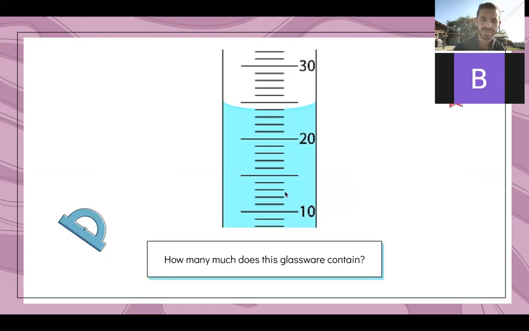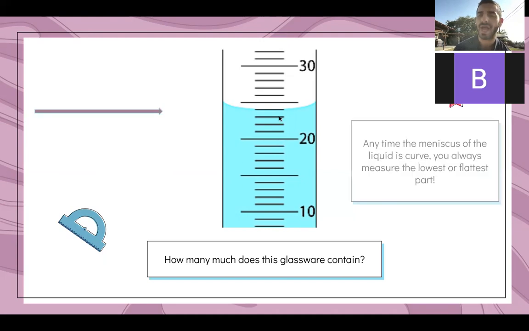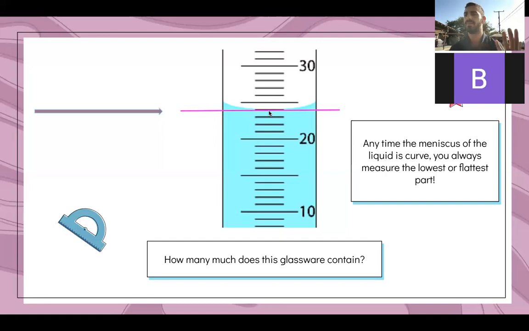So how much does this glassware contain? We want to look at the bottom of the meniscus. Again, this is something that you're going to learn in chemistry, but we're just going to talk about the number aspect of it and why that's important. So we can say pretty confidently this is about 24 milliliters, or 24 units of whatever is measuring this water.